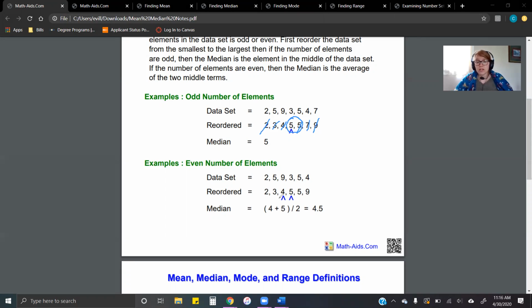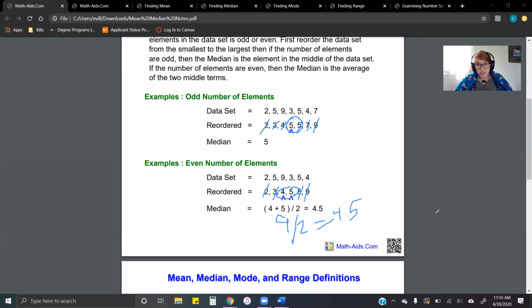With an even number of numbers total, it's a little more complicated because you have to average them. So for this example, they give us 2, 5, 9, 3, 5, 4. That's 6 numbers total. So if you put them in order from least to greatest, 2, 3, 4, 5, 5, 9. 1 here, 1 there, 1 here, 1 there. If we cross out those two, then we have nothing. So what it's telling you to do is take these two numbers, 4 and 5, add them together. That's 9. 9 divided by 2 is 4.5.